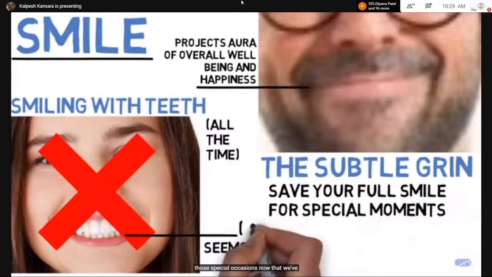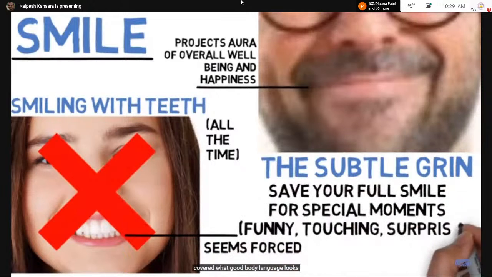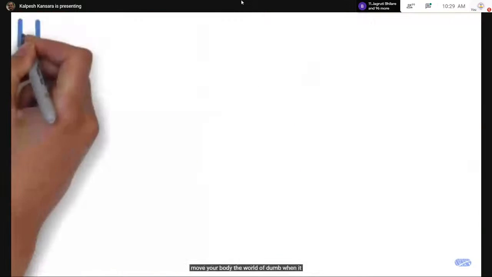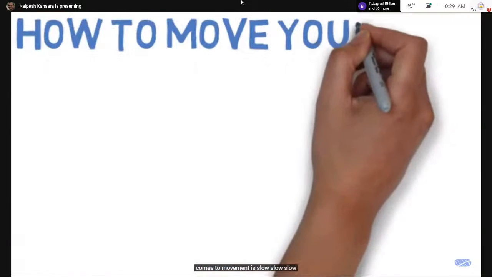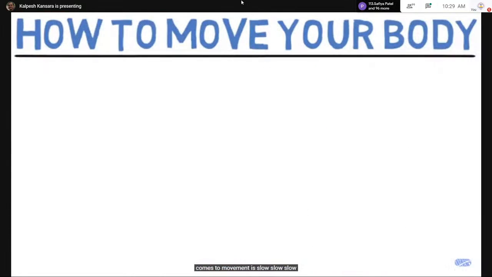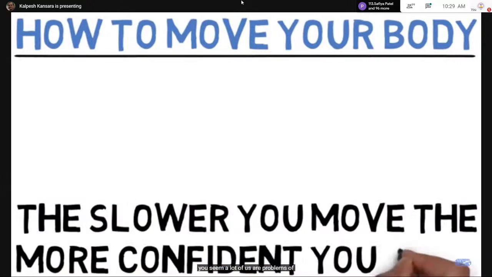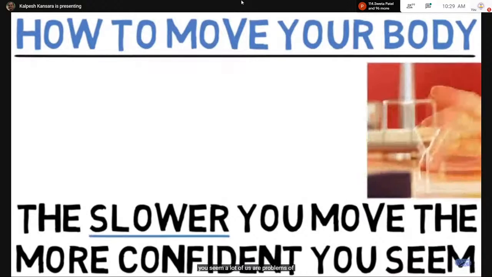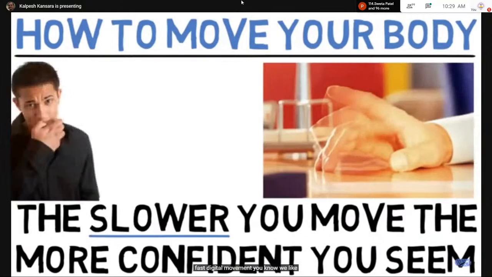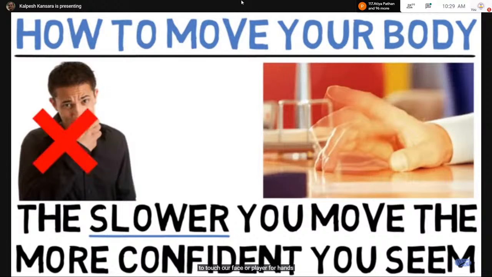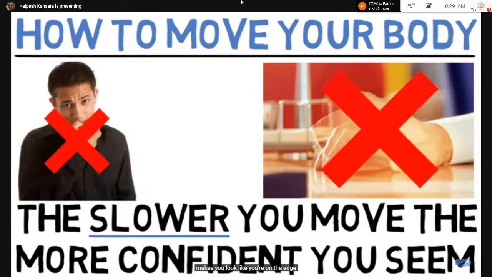Now that we've covered what good body language looks like, let's talk about how you should move your body. The rule of thumb when it comes to movement is slow, slow, slow. The slower you move, the more confident you seem. A lot of us are prone to fast, fidgety movements. You know, we like to touch our face or play with our hands, and this just screams, I'm nervous. It makes you look like you're on the edge all of the time.